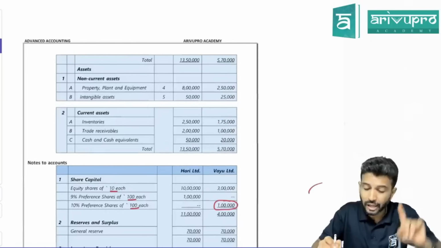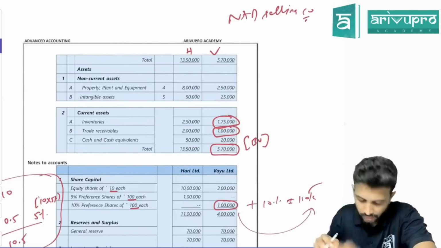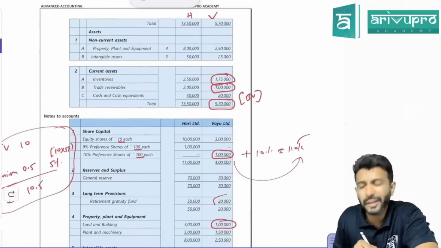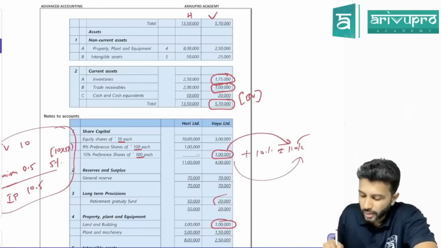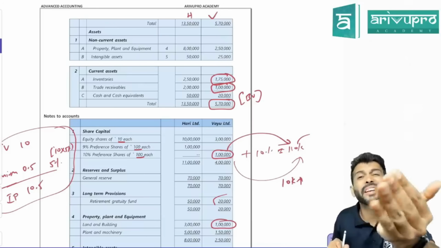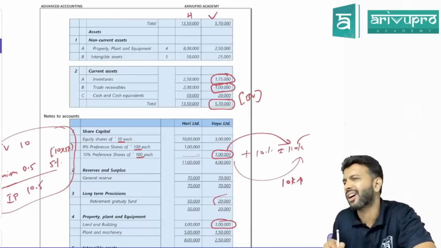But before doing that, always check whether the selling company has preference share capital. Does the selling company have preference share capital? Yes. 1 lakh. Did we pay them 1 lakh or did we pay them 1,10,000? That means how much more did we pay? 10,000 more. If we paid 10,000 more, for our equity shareholders, is it profit or loss? Loss.